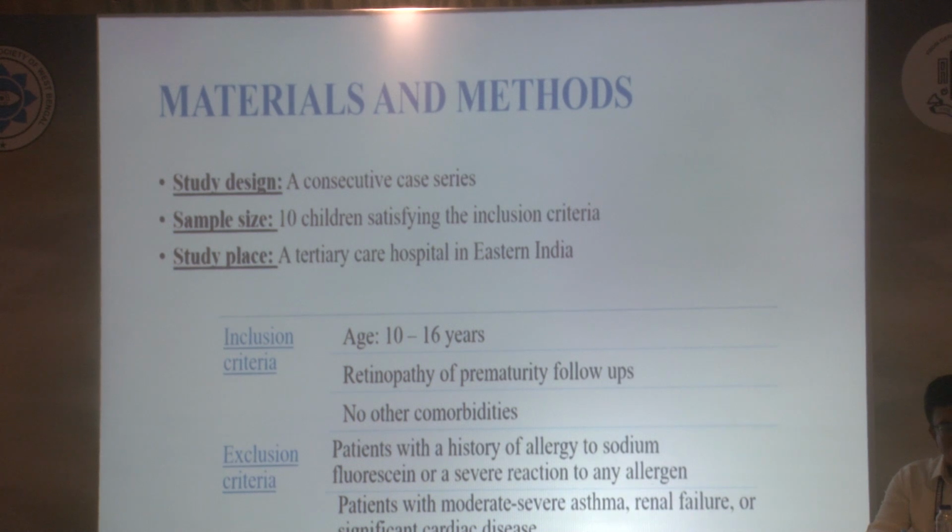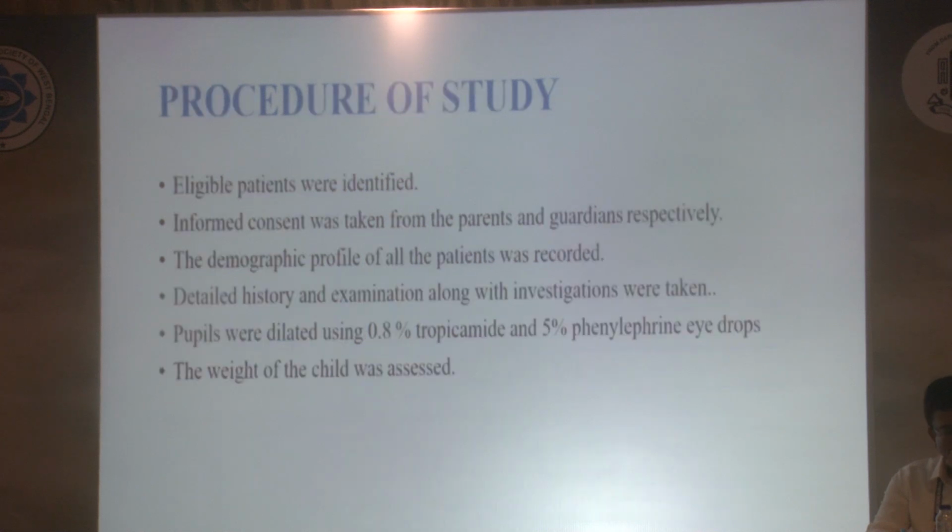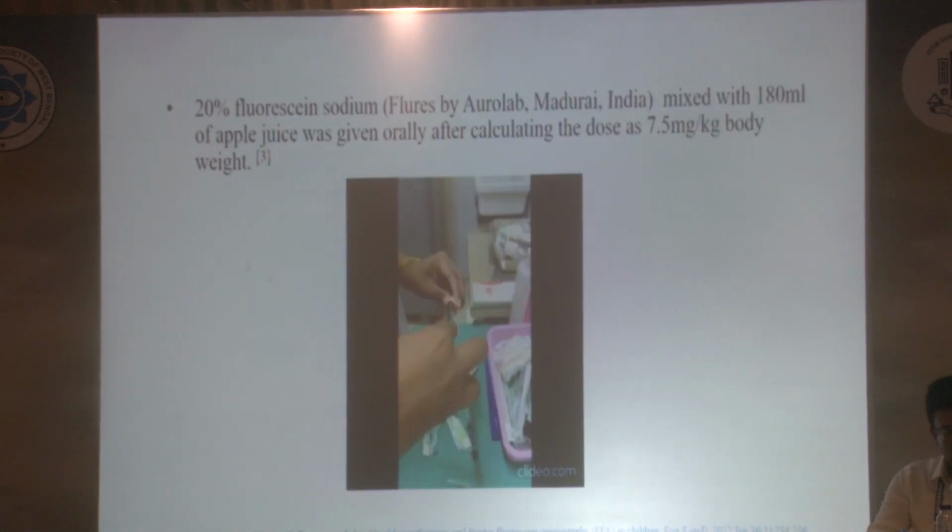no other comorbidities, and we've excluded patients with a history of allergy to sodium fluorescein or a severe reaction to any allergen, and patients with moderate to severe asthma, renal failure or significant cardiac disease were also excluded. We've taken informed consent and demographic profile of all the eligible patients along with the detailed history and examination. The weight of the child was assessed and pupils were dilated.